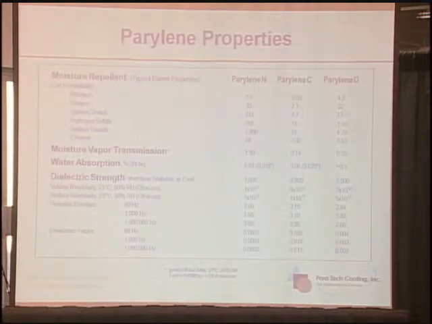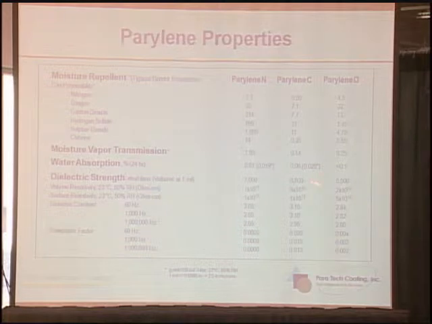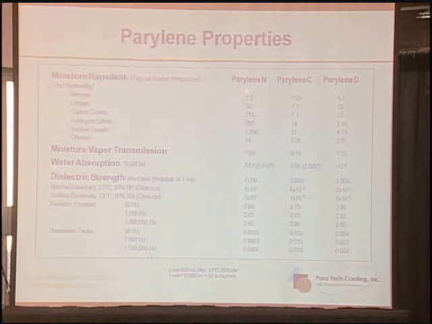And this is a quick look at the properties. You can see some of the gas permeabilities, the moisture vapor transmission, the water absorption, the dielectric strengths, the surface resistivity, the dielectric constant, and the dissipation factor. So that just gives you a quick look. A lot of people in the medical device industry are looking at this dielectric factor, the water absorption, and also the gas permeability. Primarily the main variant here is C, and a lot of silicone parts use the N because of the lubricity.